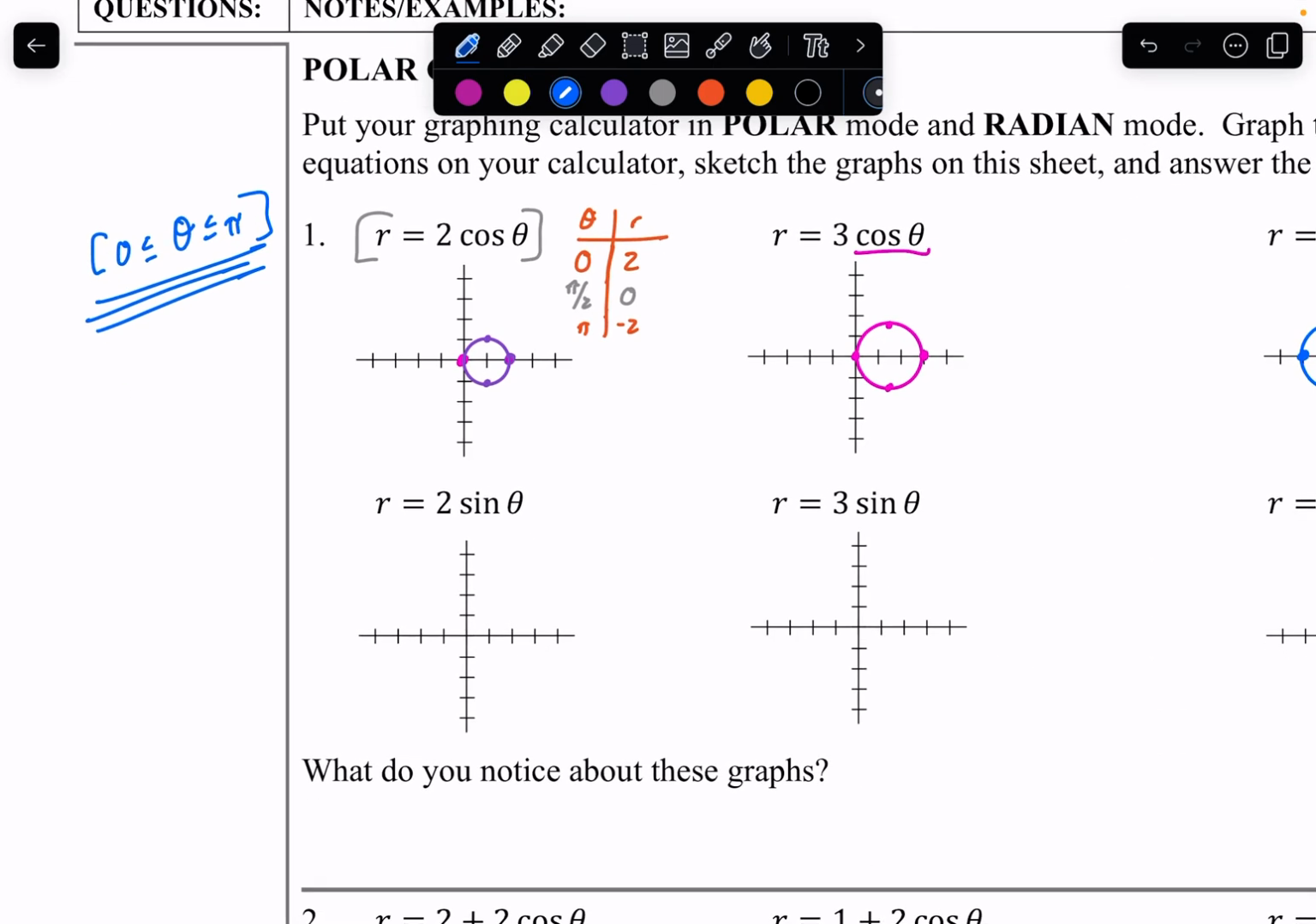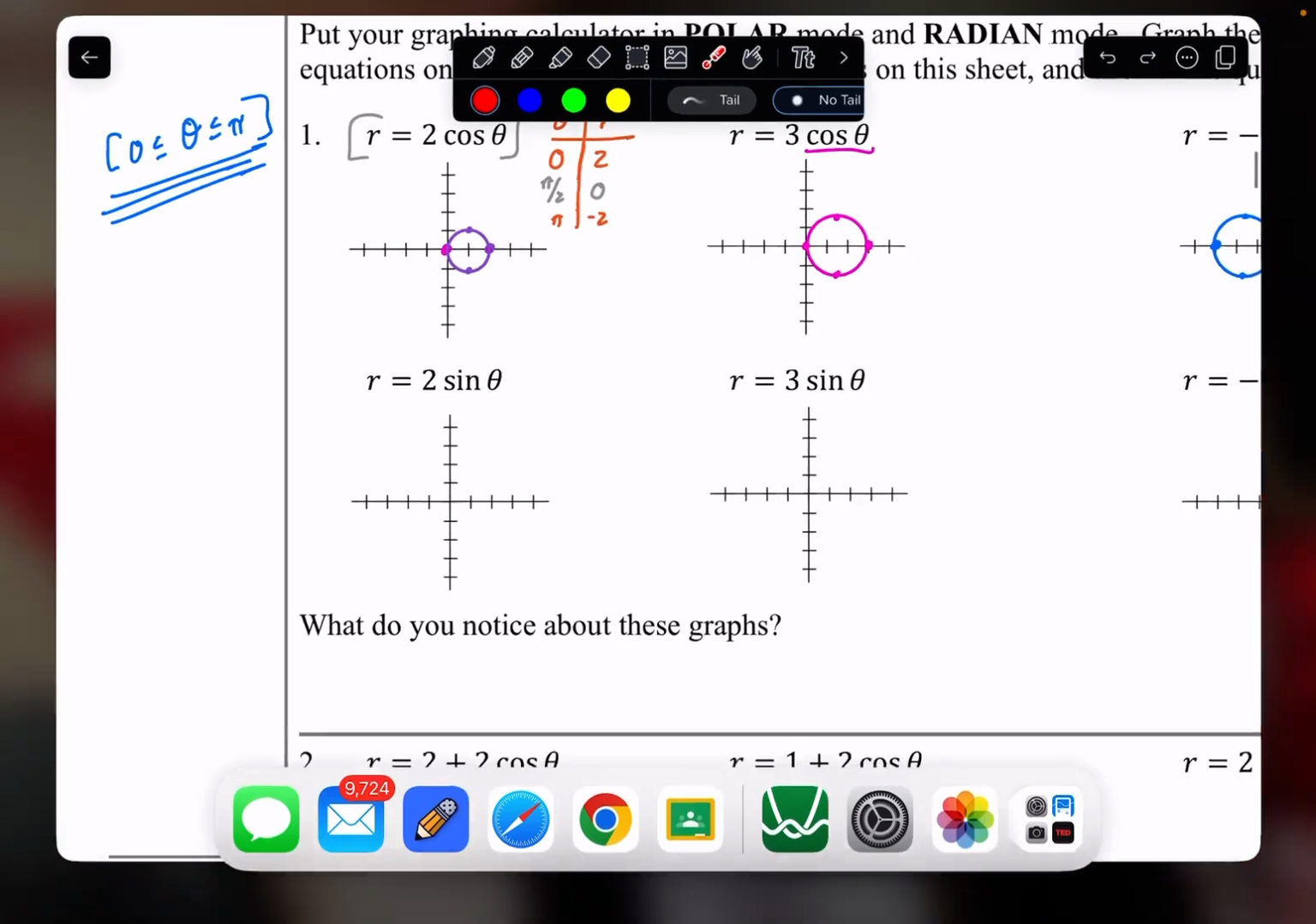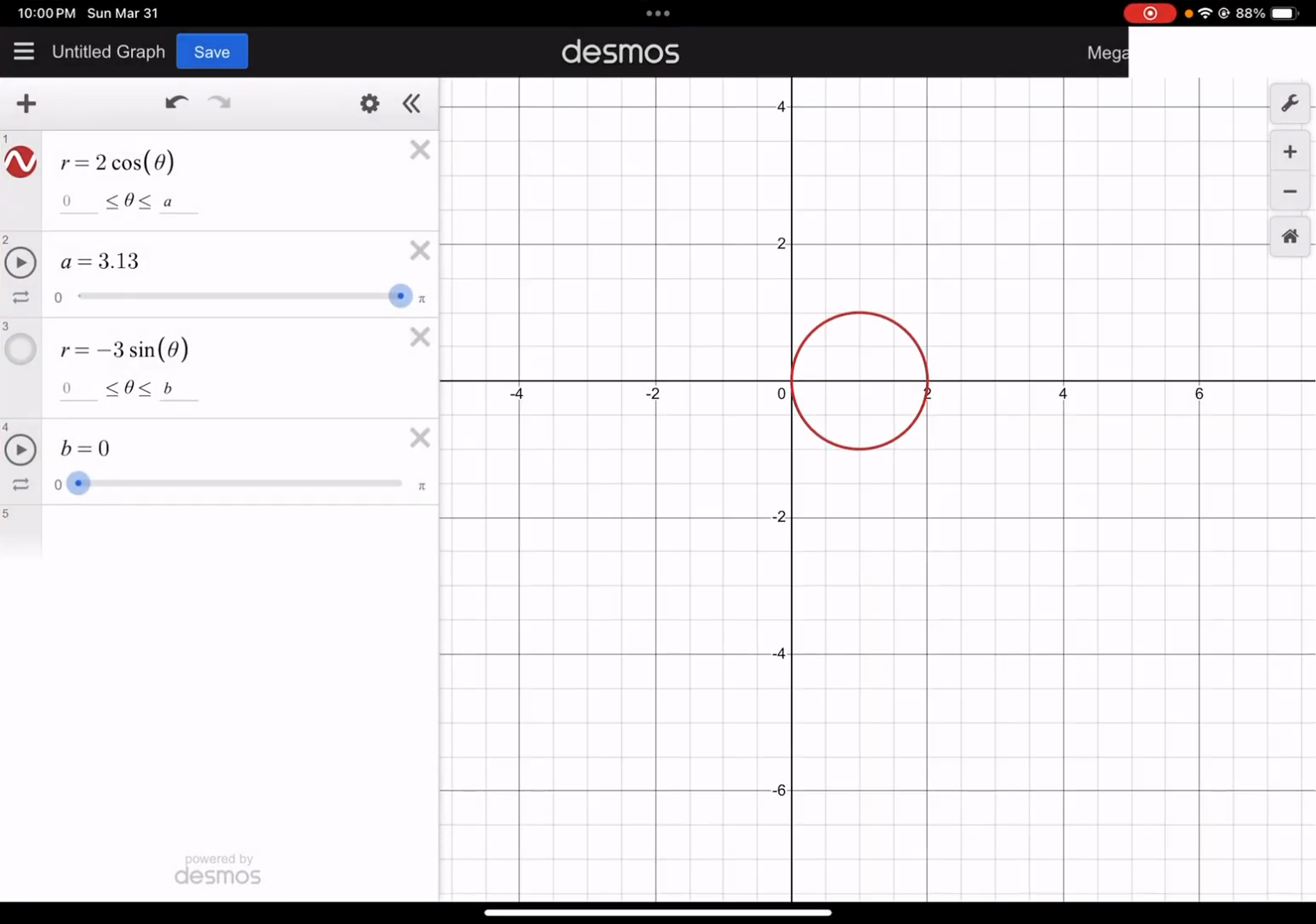Right, now, 2 sine theta. Again, I could build it. I could use this table of information and I could build a few, but I kind of have an idea of what this is going to do. So 2 sine theta is now on the y-axis, and now I'm going to go up or down 2 units. Same thing happens here, up or down 3 units. So I'm going to say, here's my 3, turn that one off. Here's my -3 sine theta.